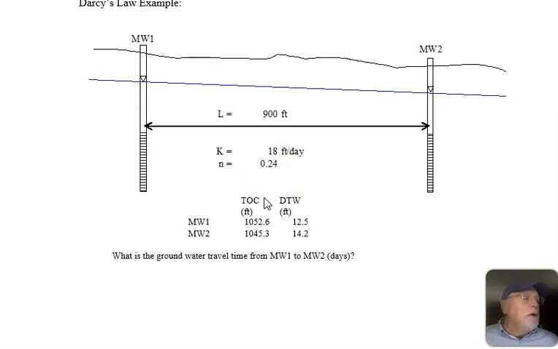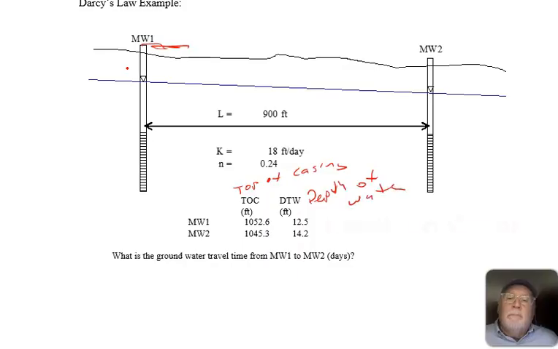So what I'm measuring is the TOC, the top of casing, so it's the elevation up here, and then DTW is depth of water. So it's the distance from the top of casing down to the water level. You drop a tape in there, and you can get one that actually has a little thing at the end. It'll beep when it hits the water. You read it off at the top of the well.